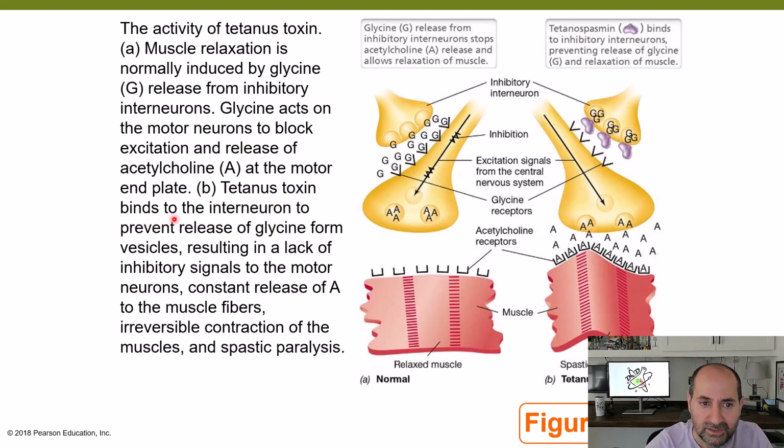Tetanus toxin binds to the interneuron to prevent the release of glycine. So you see here, this is where tetanus toxin binds. It prevents the glycine release from the inhibitory interneuron. Now think about this. If you cannot release that glycine, then you can't block the release of acetylcholine, and this causes irreversible contraction of the muscle and spastic paralysis. So in this case, the muscle is perpetually contracted and you cannot relax your muscles.